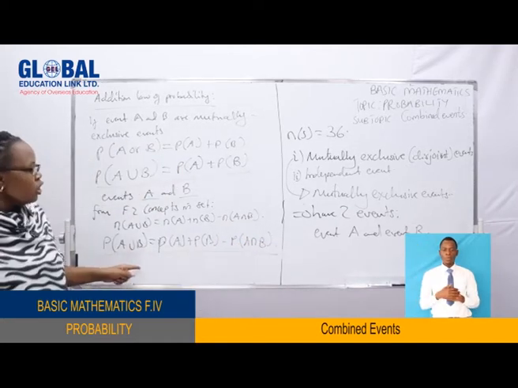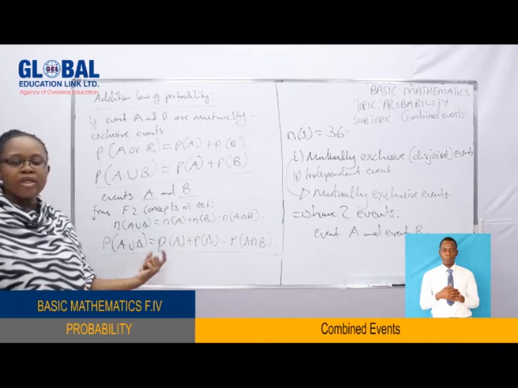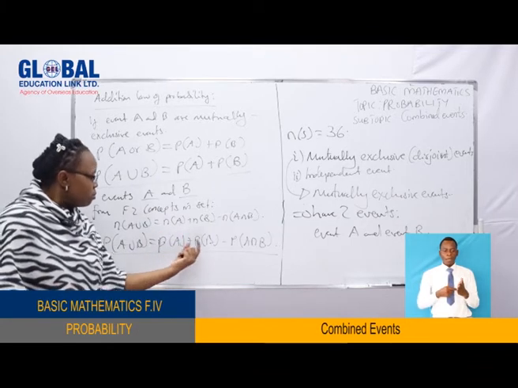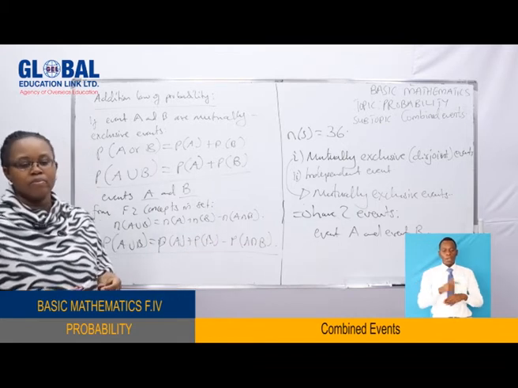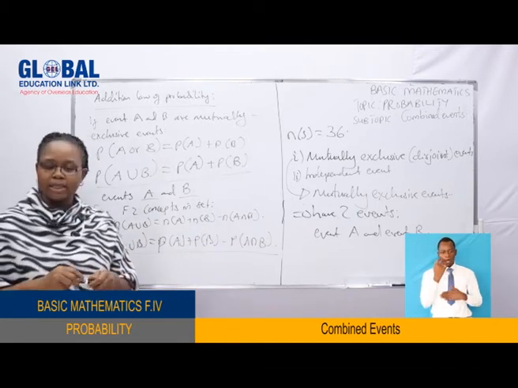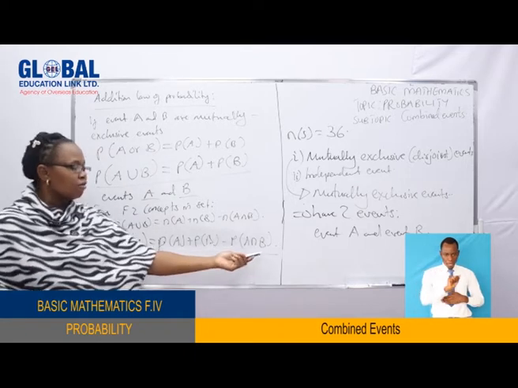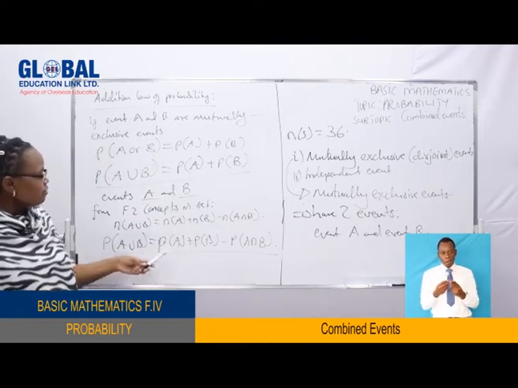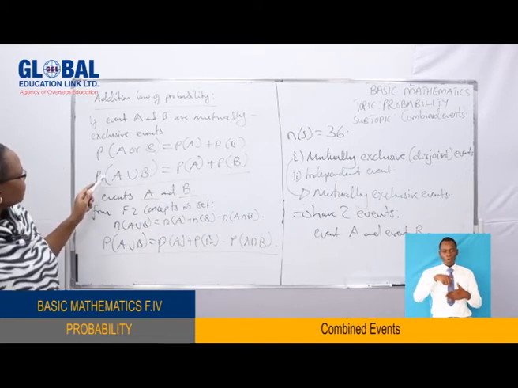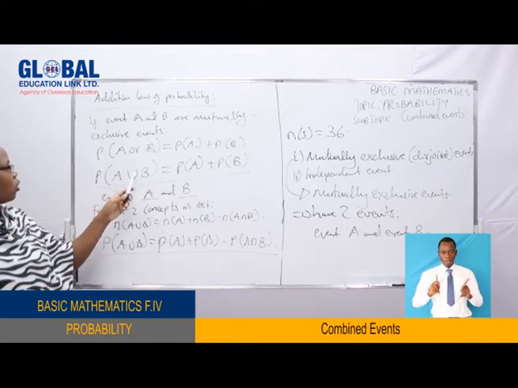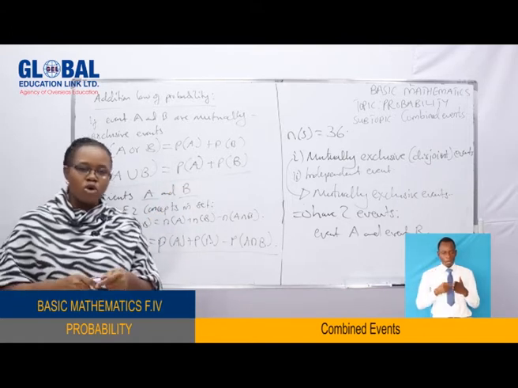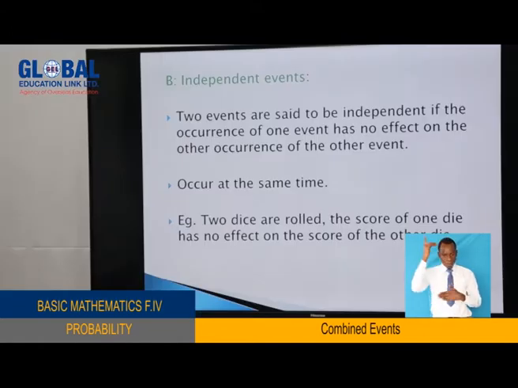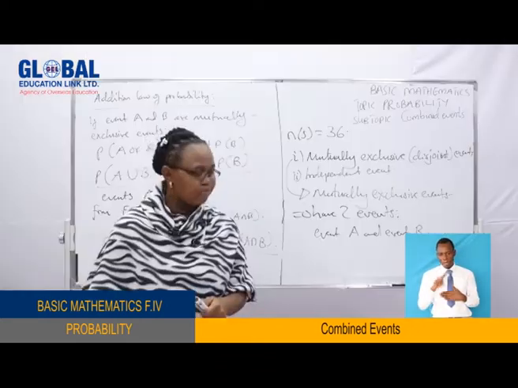And this is useful only when the elements of event A and event B are the same. If these elements are the same, then you can use this formula. But if they are not the same, our formula is this one, that probability of A or B is equal to probability of A plus probability of B. My dear students, let's look at the second concept.